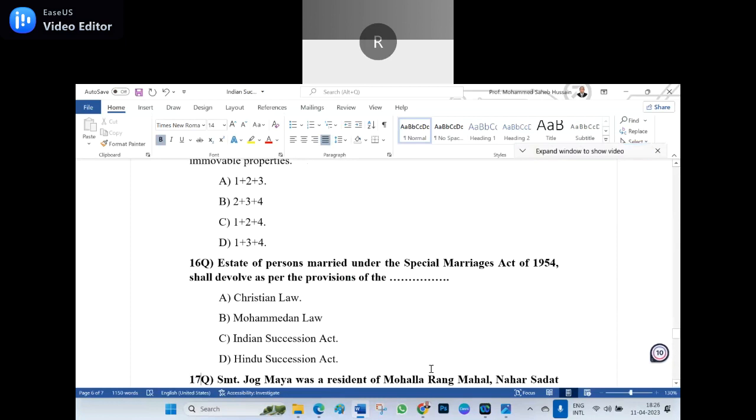Read the 16th question. Okay. The estate of persons married under the Special Marriage Act 1954 shall devolve as per the provisions of the Christian law, Mohammedan law, Indian Succession Act or Hindu Succession Act. I think the answer is Indian Succession Act 1925. What is that? Did you understand the question?